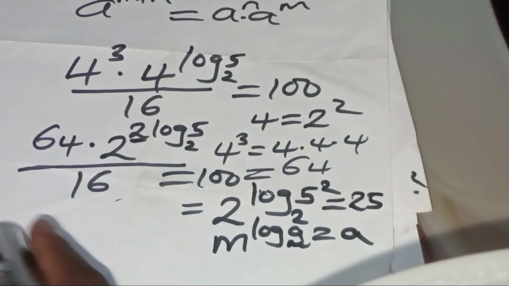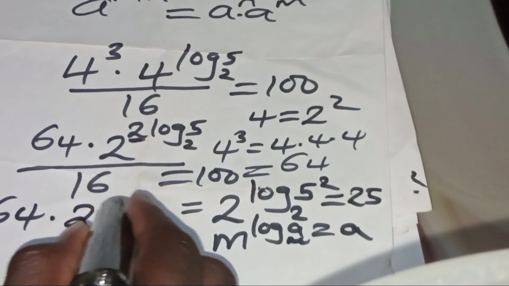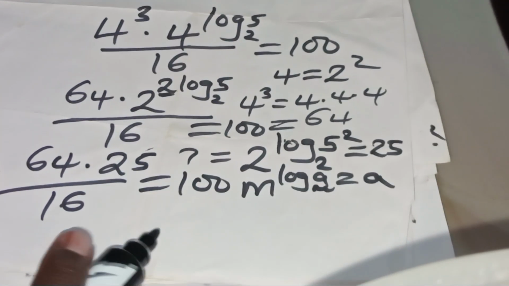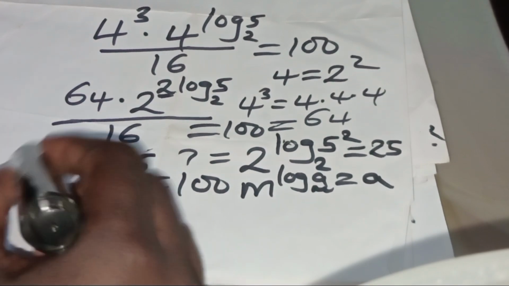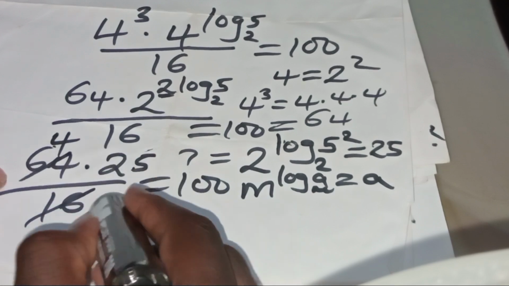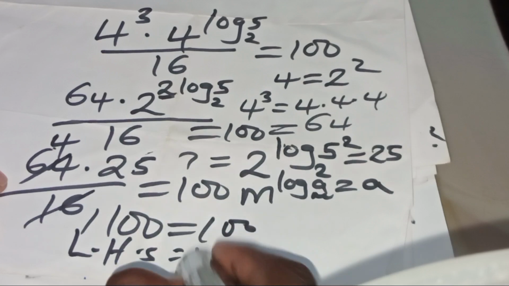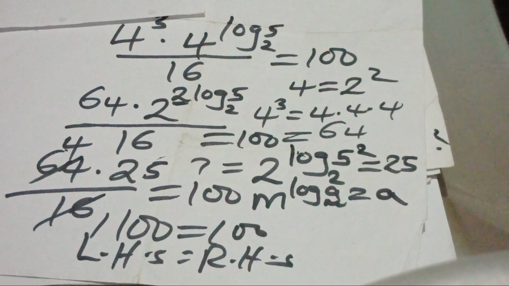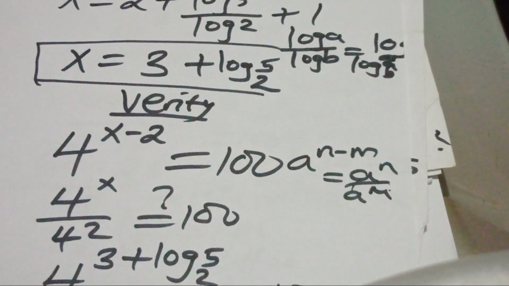So let's substitute this. We'll have 64 multiplied by 25 divided by 16. This should give us a value of 100. Now, if you simplify here, 16 divided by 16 is 1, and 64 divided by 16 is 4. So it's 4 times 25, which is 100. That means that the left-hand side is equal to the right-hand side, and that affirms that the value of x, which is 3 plus log 5 to base 2, actually satisfies the equation.